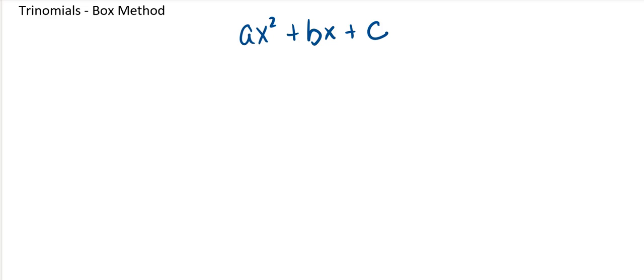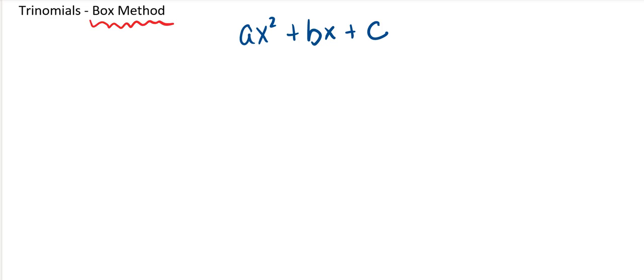Now, what I want to look at first is you'll notice that when we do this and the a value is positive 1, this is a very simple procedure. But I'm also going to do different videos for different methods. We're going to start with what I call the box method.